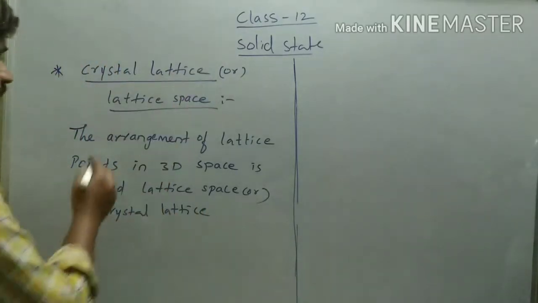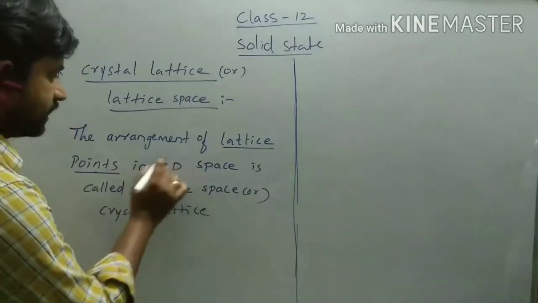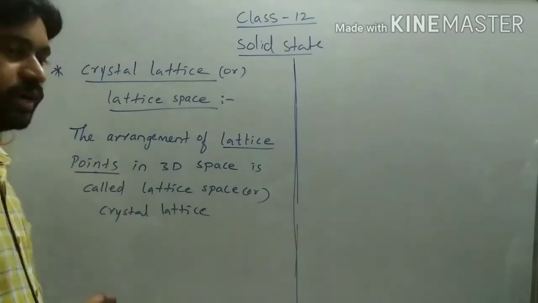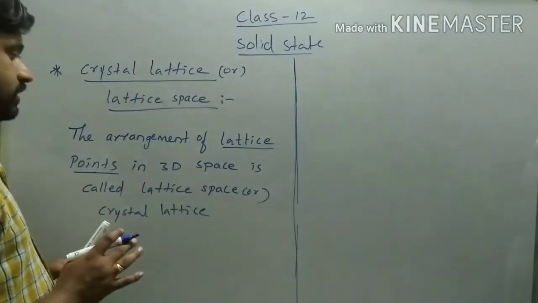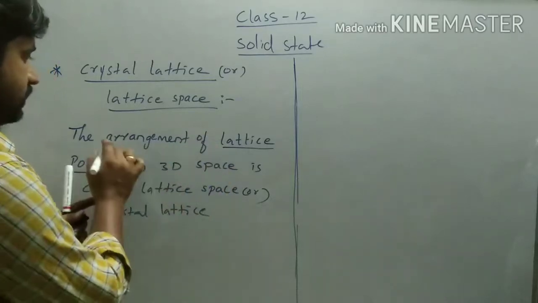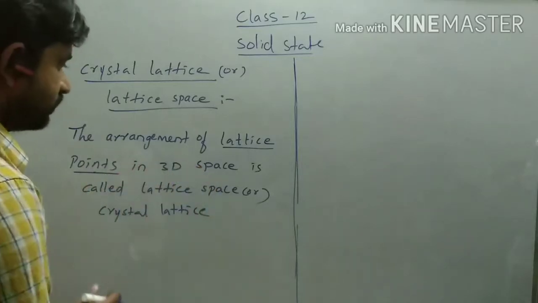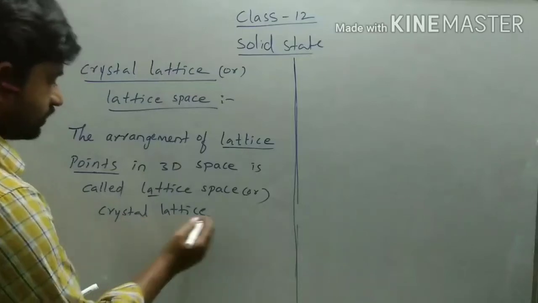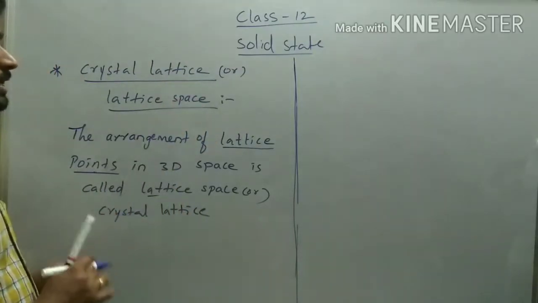So what is crystal lattice here? The arrangement of lattice points in three-dimensional space. In these points we can have atoms or molecules or ions arranged in three-dimensional space. Such a space you can call lattice space or crystal lattice. So this is about crystal lattice or lattice space.